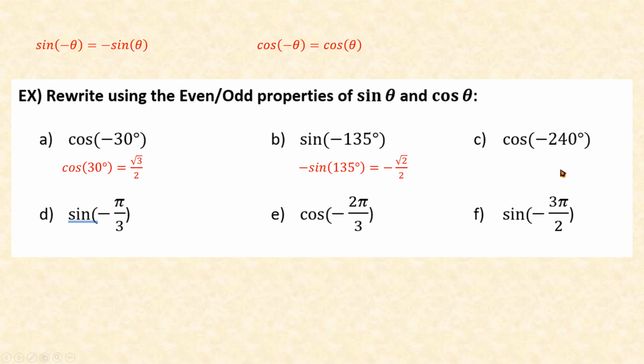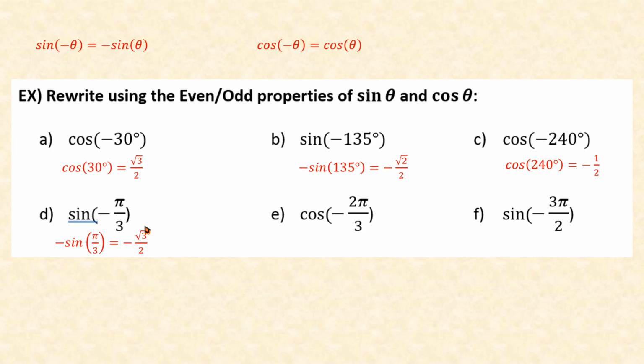Cosine of negative 240, cosine of negative is equal to cosine of the positive. And that gives me cosine of 240 is negative 1/2. Okay. Now sine of negative pi over 3 is equal to negative sine of pi over 3, which gives you negative radical 3 over 2.